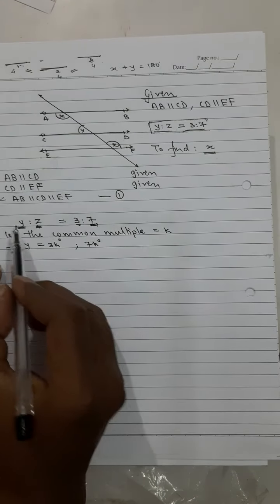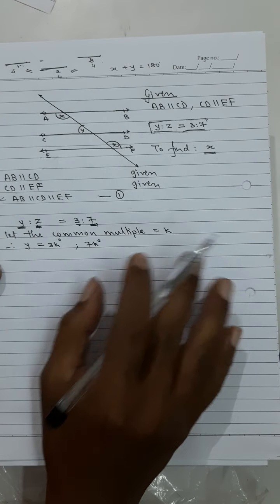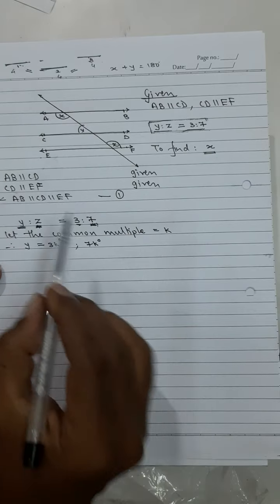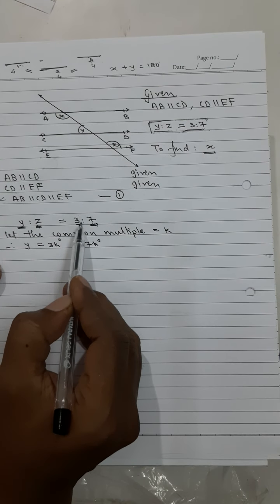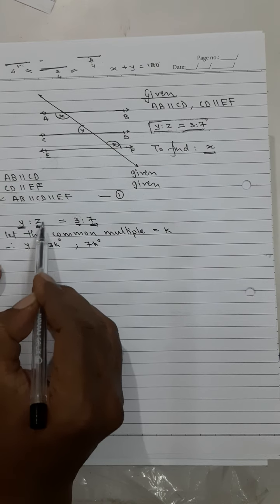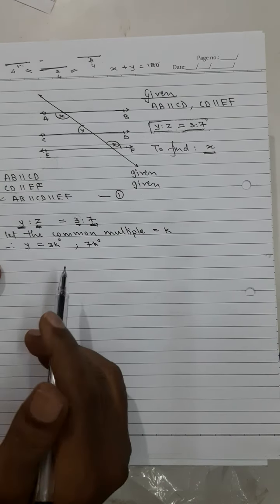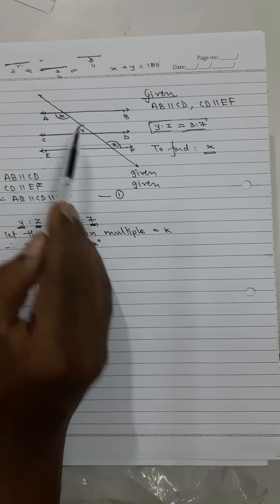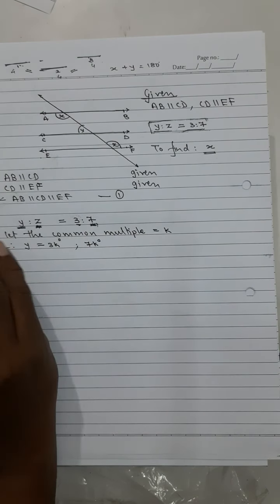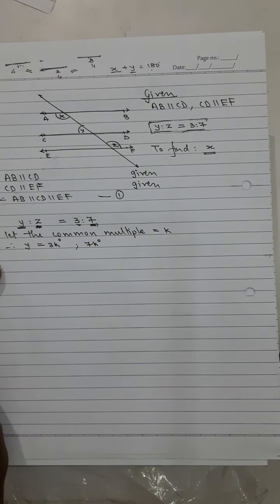So here ratio is there, y is to z is equal to 3 is to 7. Let the common multiple be k. You can take any common multiple. But that means that y is going to be equal to 3 into k, because y is first, 3k. Z is second, z is equal to 7k degrees, because they are the measurement of the angles. This you will get. Now you have got y is equal to 3k, z is equal to 7k, and you know x plus y is equal to 180 degree.